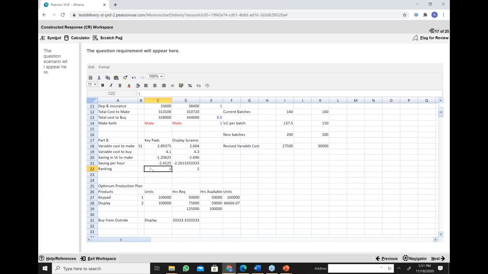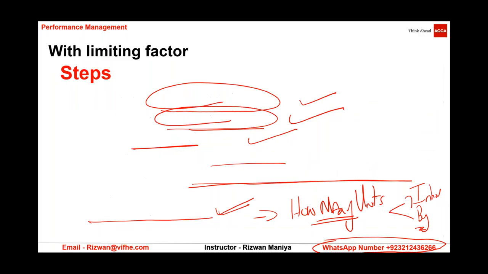As for ranking, I'm repeating this the third time: you have to see per hour. The higher saving you are going to make will be made first. Keypad is giving you a per hour saving to make. It's saving to make per hour. This is done. Clear?